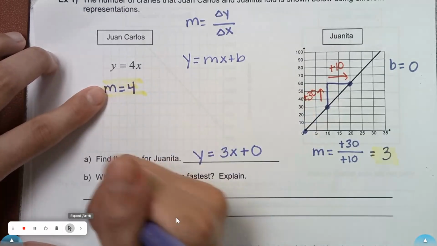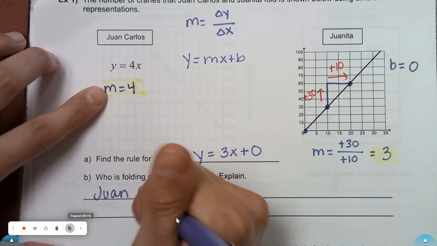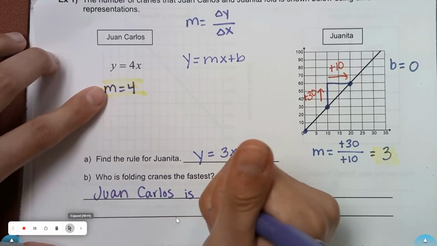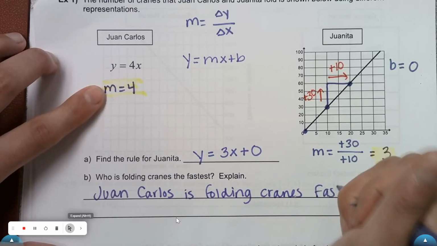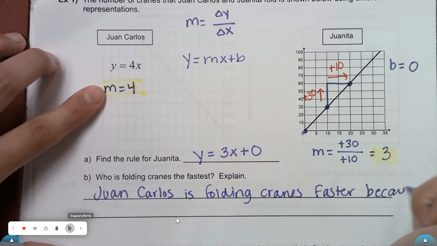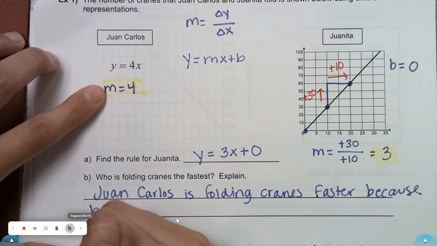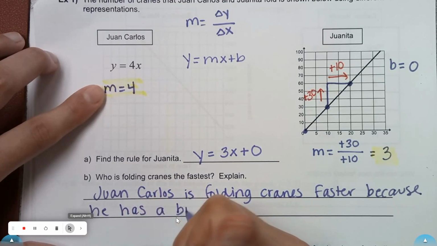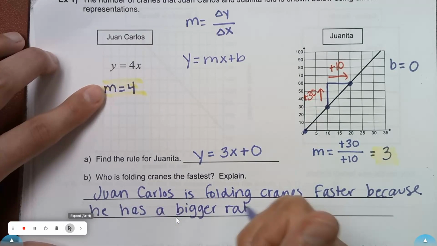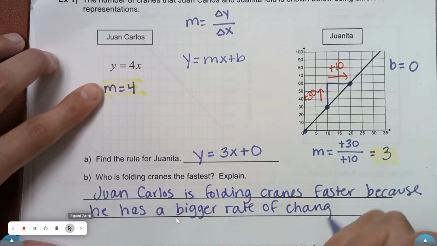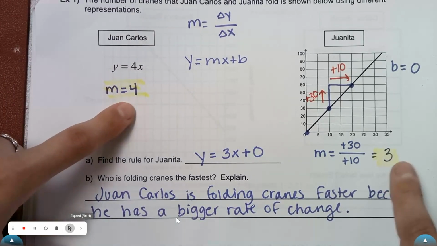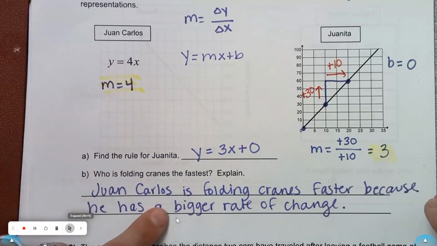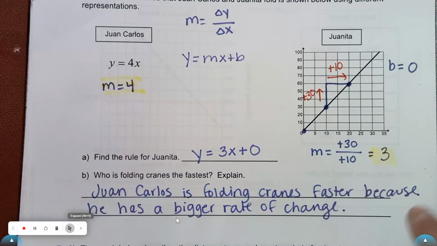Okay, so when I write my sentence, I'm going to say Juan Carlos is folding cranes faster because he has a bigger rate of change. Remember, rate of change is also fancy for slope, so we're just comparing the slopes. His M, his slope is bigger, so that's why we're choosing him as the one that folds them the fastest. Okay, so we're going to use that same concept of comparing M's for the next 2 problems.